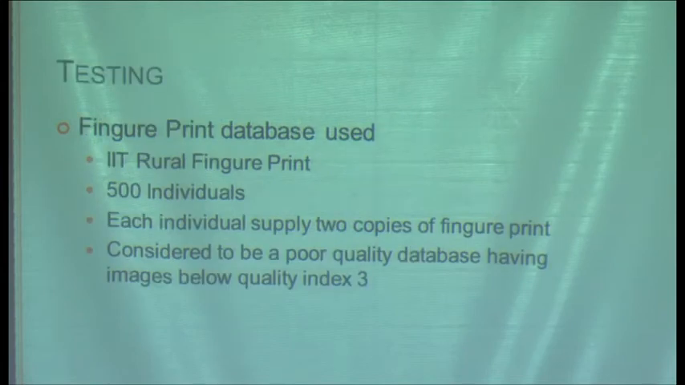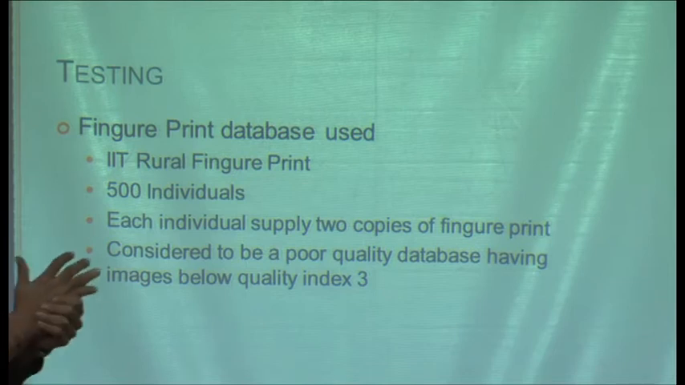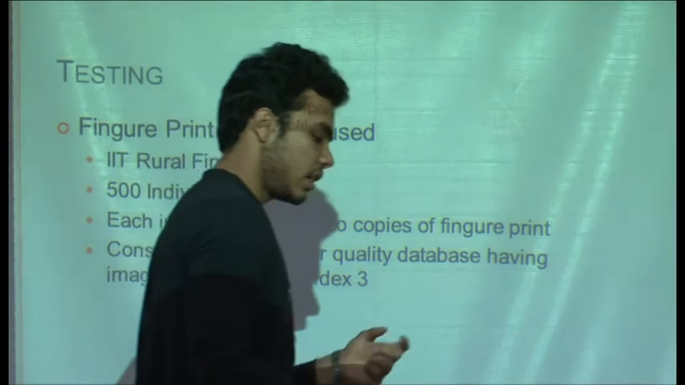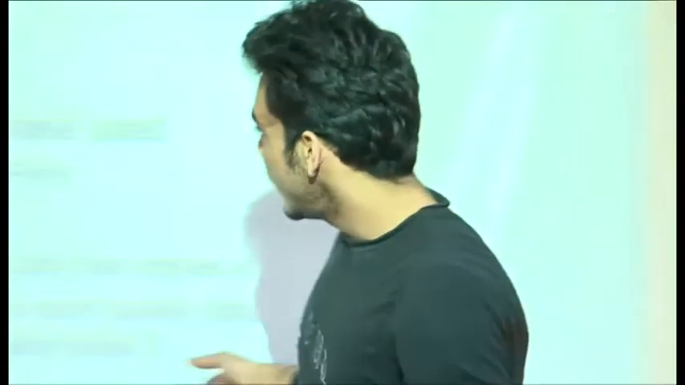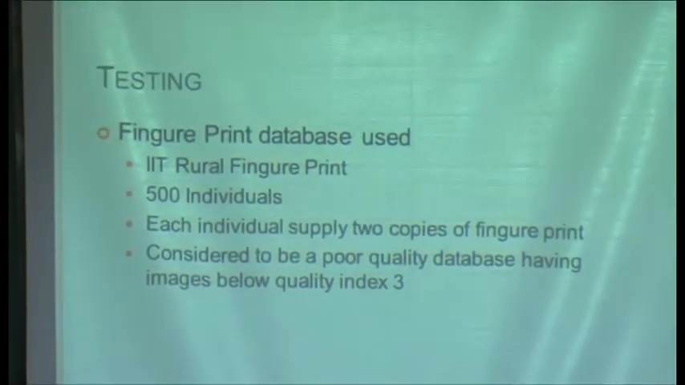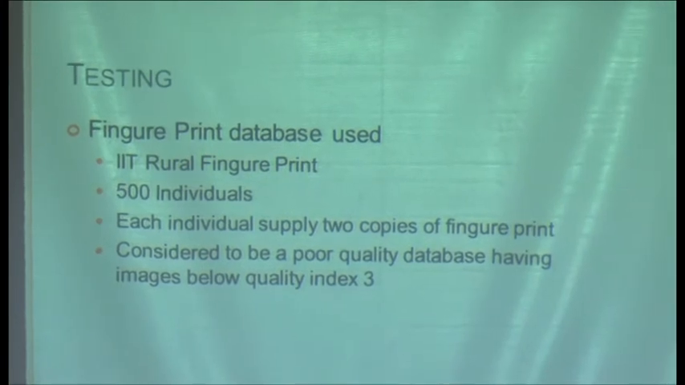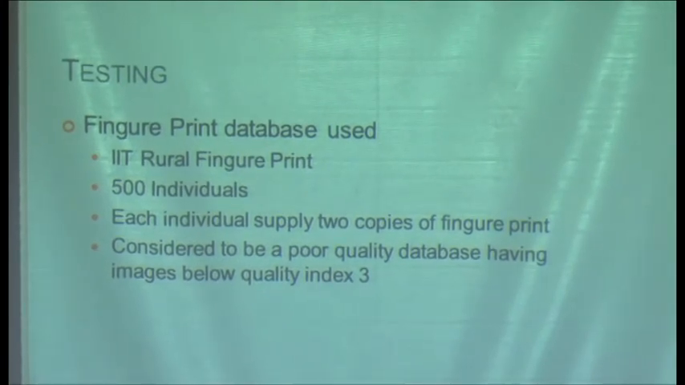For the testing, I have taken the IITK ruler database. It is a database that has 500 individuals with entries, and each individual gives 2 sets of data. So for the testing phase, I take an individual, use that image to register that individual, and then test it across the other 500 entries. But generally, the IITK ruler database is considered to be a low quality database. There are images in it that have a quality attribute more than 3 index.